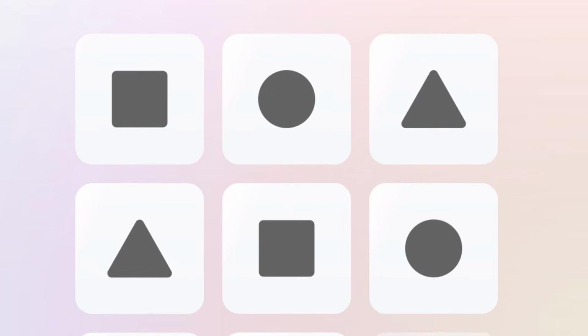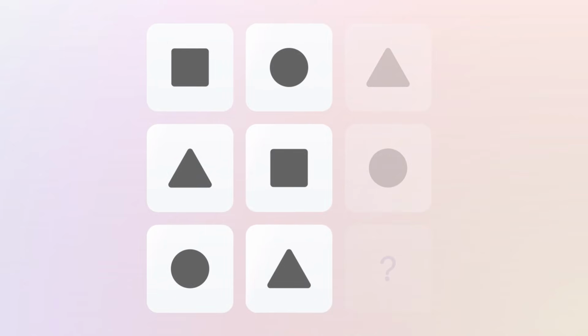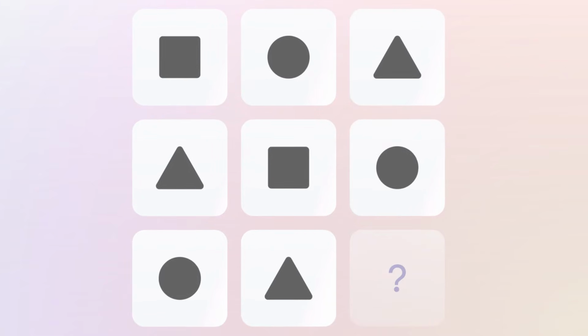Notice how each of the first two rows contains three shapes: a square, a circle, and a triangle. Each of the first two columns also contains a square, a circle, and a triangle. Also, all the shapes are gray. Only option 5 completes the pattern with a gray shape.